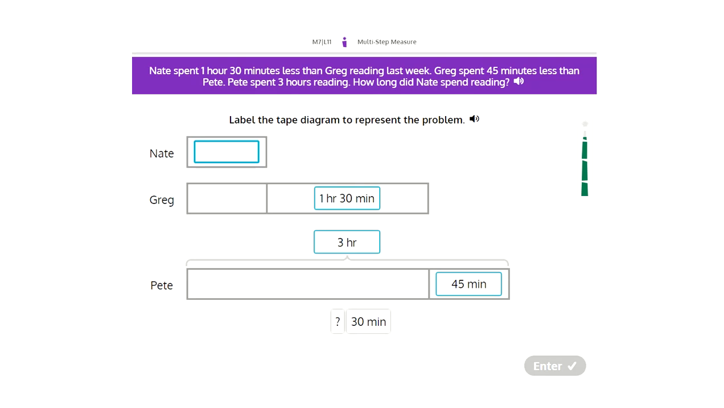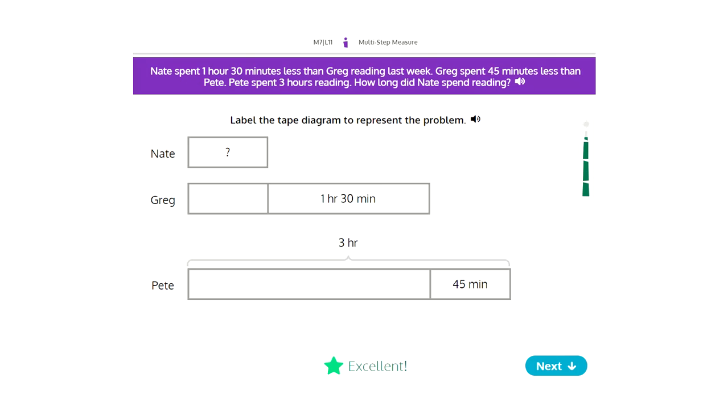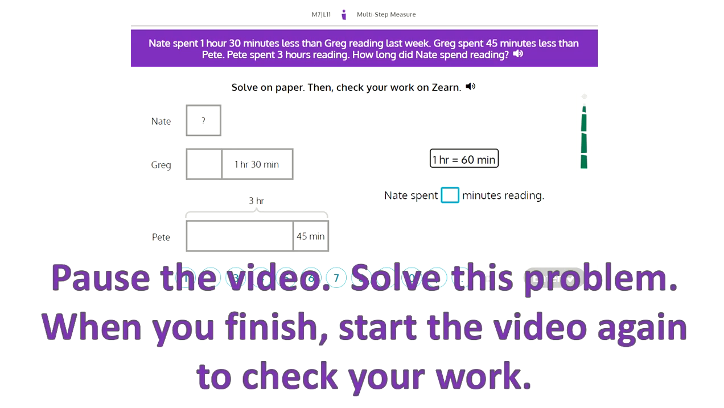Next, we know that the portion of Greg's reading that is more than Nate's has to be 1 hour and 30 minutes because Nate spent 1 hour and 30 minutes less than Greg. Now Pete and Greg are taken care of. And of course, Nate is the unknown because the question asks, how long did Nate spend reading? At this point, we're ready to do some math to find out. Go ahead and press pause, solve this problem, and when you are finished, come back to start the video again and check your work.